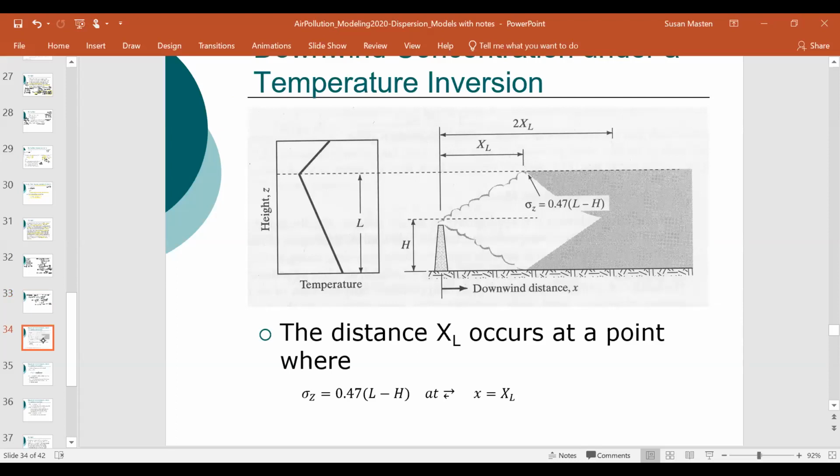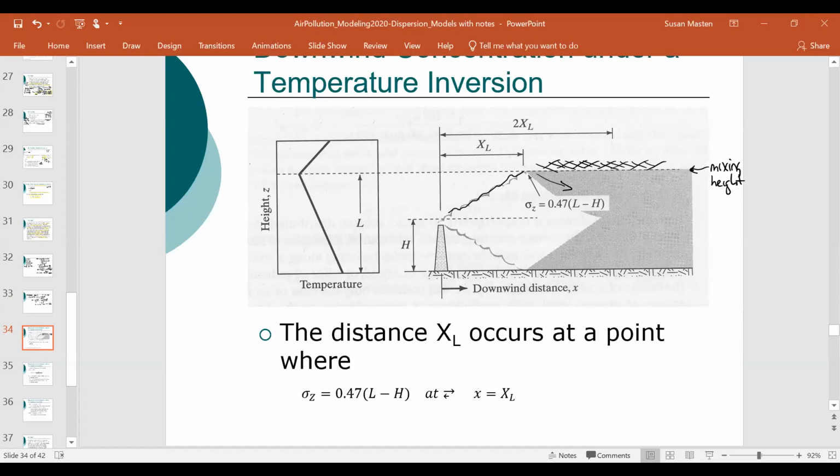And this is a special case here. In this case, we have a temperature inversion. We've talked about that before. So what do we have here? Basically, we've calculated mixing heights. So this here would be your mixing height. So what happens? That plume rises till it gets to here. And then you can think of this as a boundary condition or a wall, and basically it can't go any further. So it's going to reflect back down.